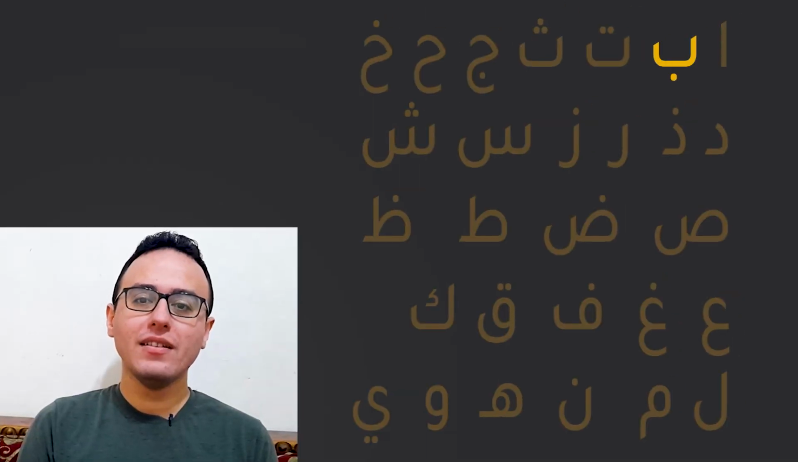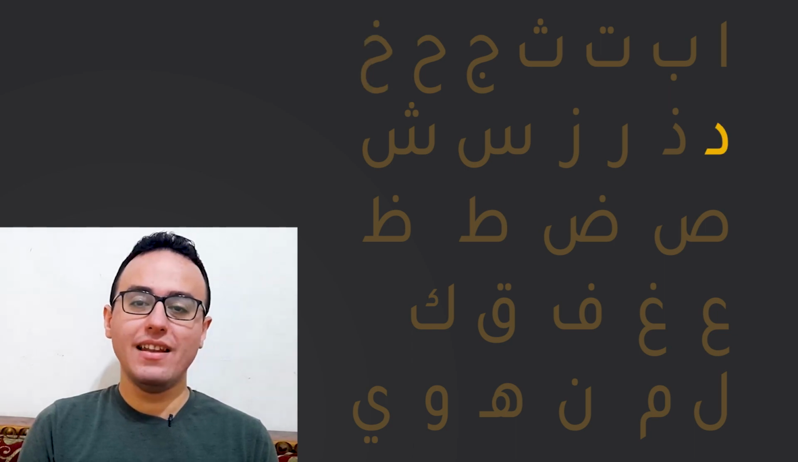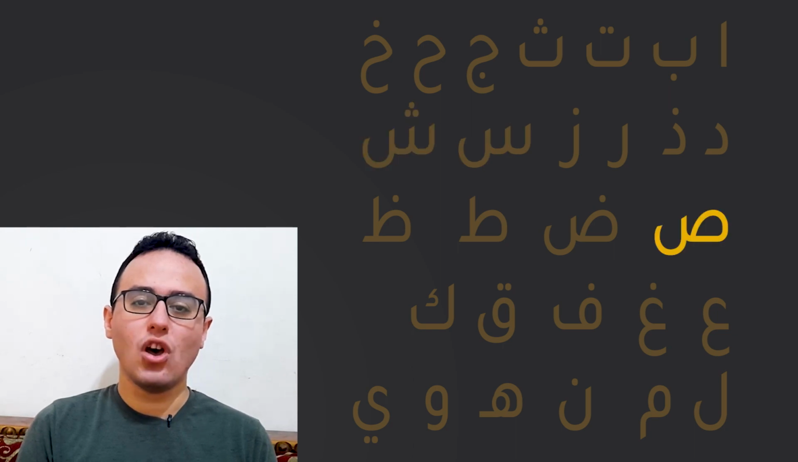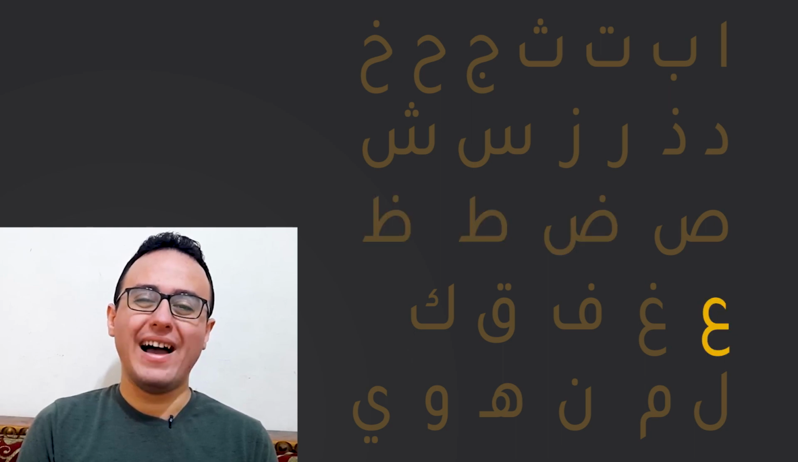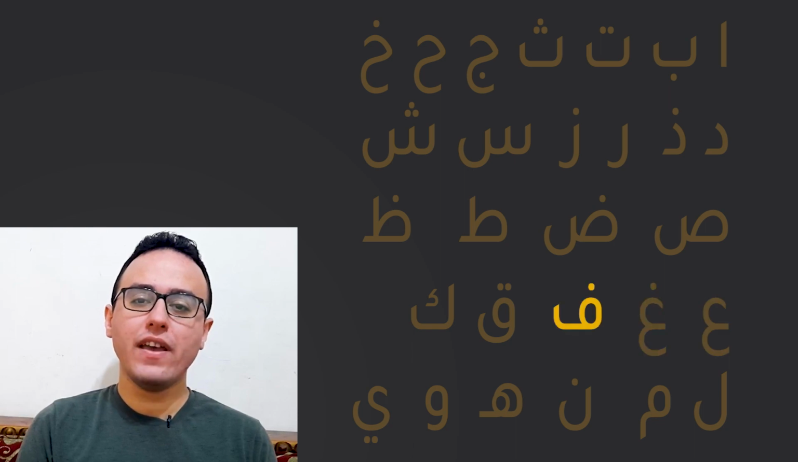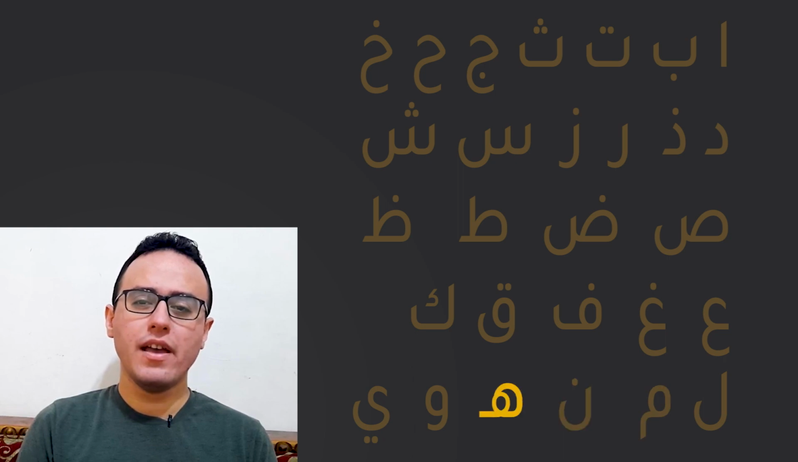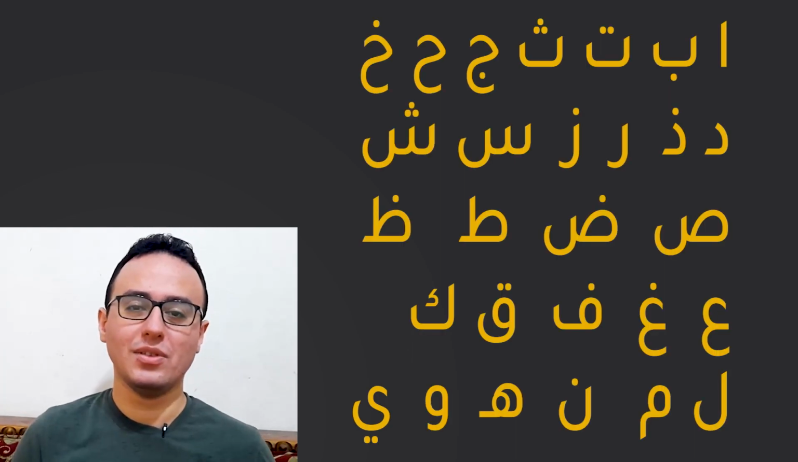Alif, B, T, Th, Gim, Ha, Kh, Del, Thal, Re, Zain, Sin, Shin, Sad, Dad, Ta, Za, Ain, Ghain, F, Qaf, Kaf, Lam, Mim, Noon, He, Waw, Ye. That was the alphabet, so let's start to explain every letter.